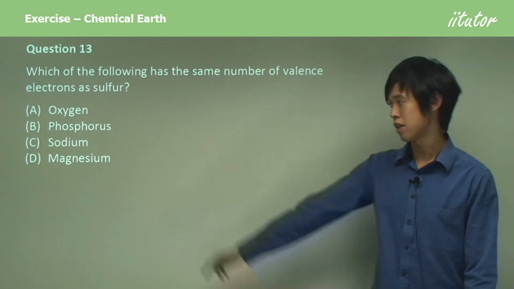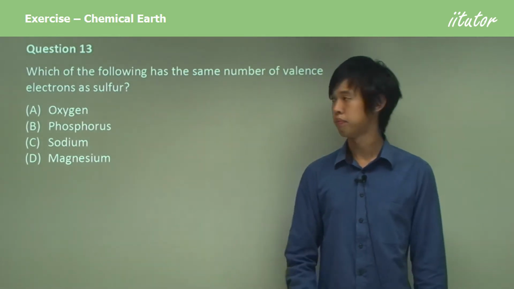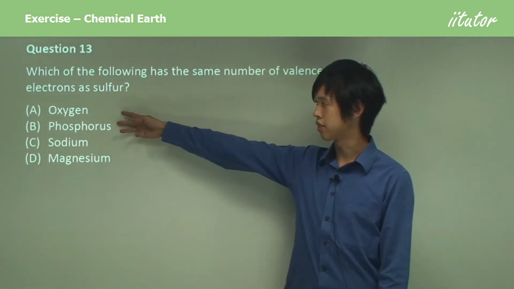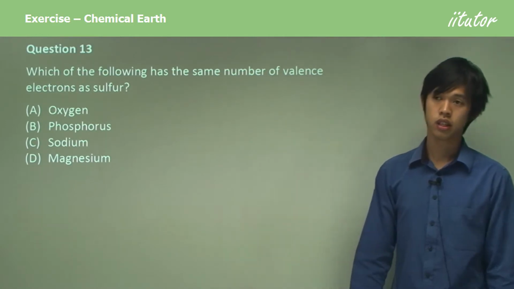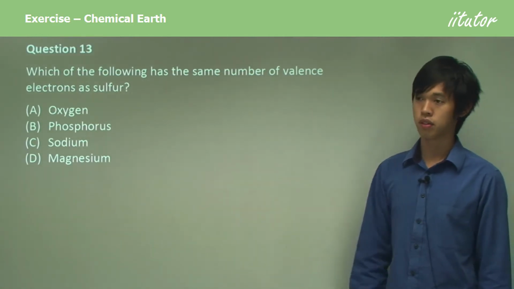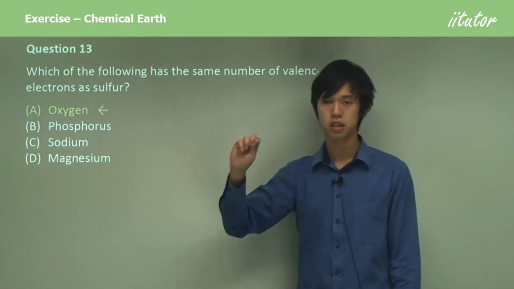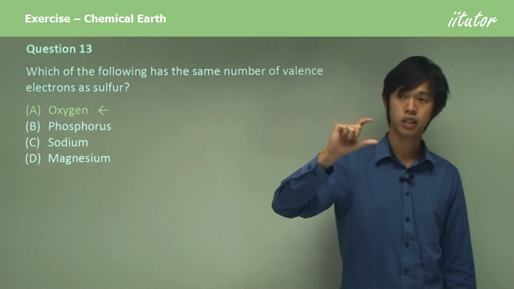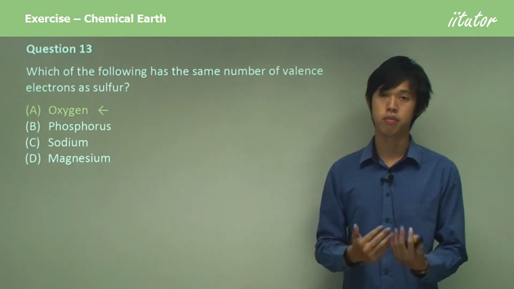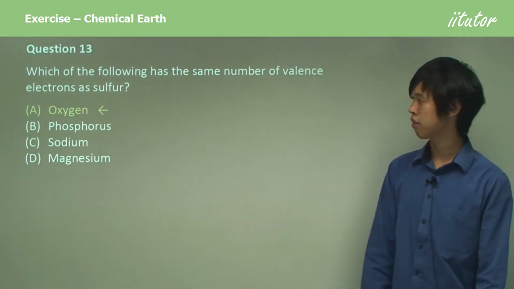If you look, it can't be sodium or magnesium, you know that for sure. So it's between these two now, phosphorus and oxygen. Look at your periodic table, hopefully you see it, and it's oxygen. Oxygen will sit above sulfur, and so they must have the same number of valence electrons.